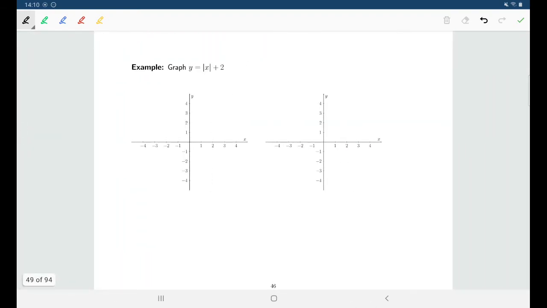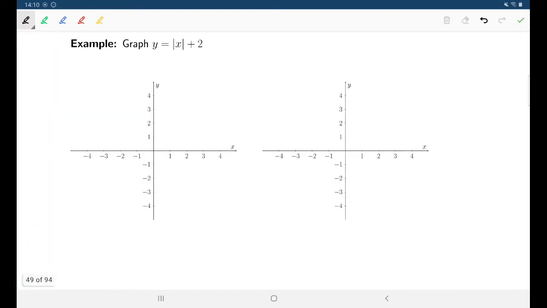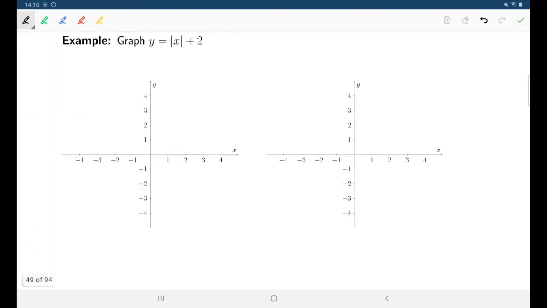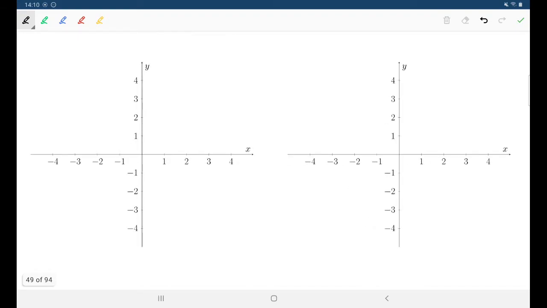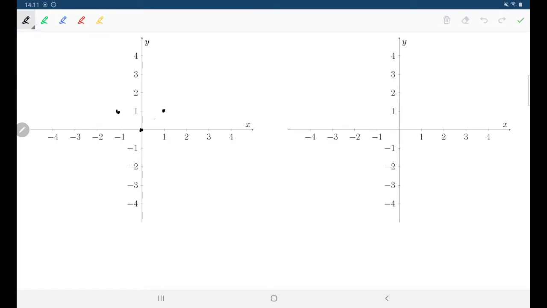So let's do a graph of y equals absolute value of x plus 2. Whenever I do these, I'm going to start out by graphing my basic shape. So in this case, this would be the graph y equals absolute value of x. And then after that, I'll do the transformed version. So for y equals absolute value of x, we'll remember that it has the 3 points, (0, 0), (1, 1), and (-1, 1). And I'm going to just draw my lines.